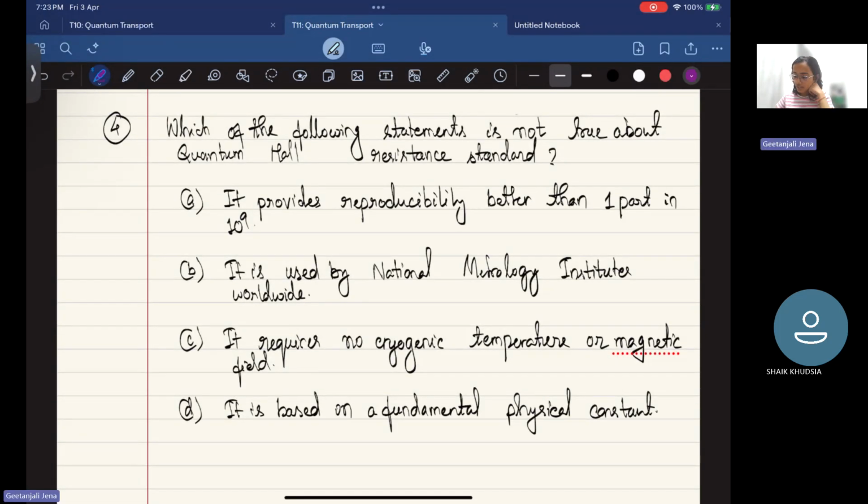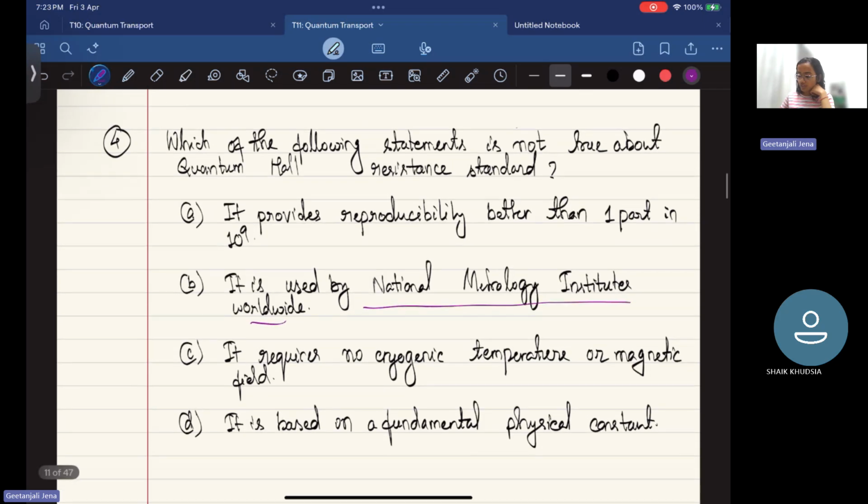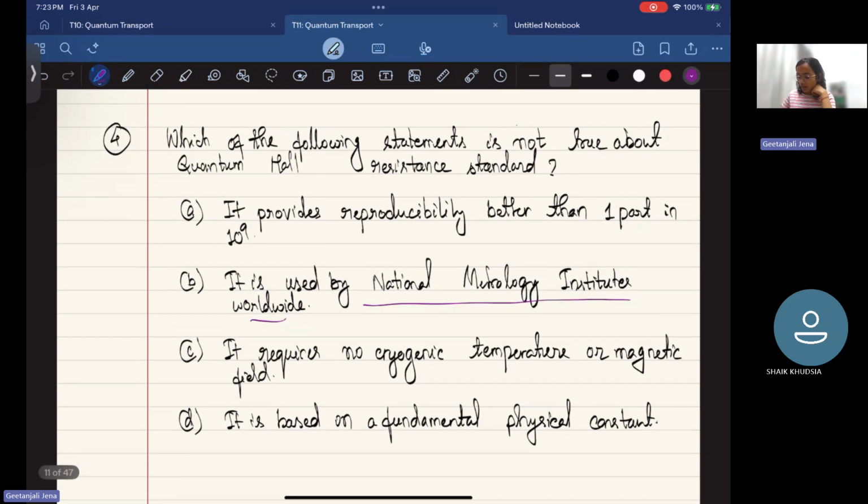Which of the following statements is not true about the quantum Hall resistance standard? Option A, it provides reproducibility better than 1 part in 10 to the 9. Option B, it is used by National Metrology Institutes worldwide. Option C, it requires no cryogenic temperature or magnetic field. Or option D, it is based on a fundamental physical constant. What is not true for the quantum Hall resistance standard? That means what is not true for a quantum Hall experiment?